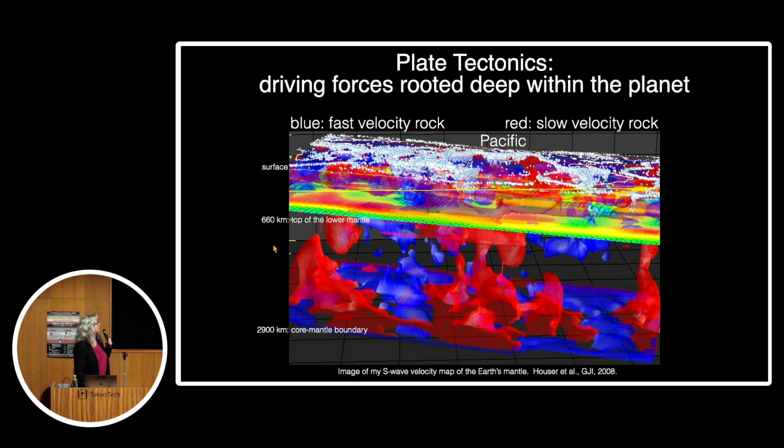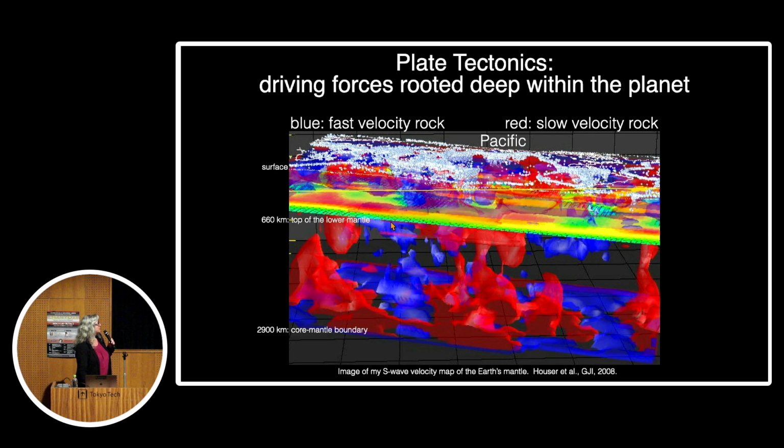So plate tectonics, the driving forces are rooted very deep in our planet. This is an image from my work using S-wave arrival times to determine velocity maps of the Earth's mantle, where blue is fast velocity rock and red is slow velocity rock. Here's the core mantle boundary, almost 3,000 kilometers deep. This is around the top of the lower mantle. Here's the surface, a bunch of earthquakes plotted at the top. We're looking at the Pacific from the side, from the south.